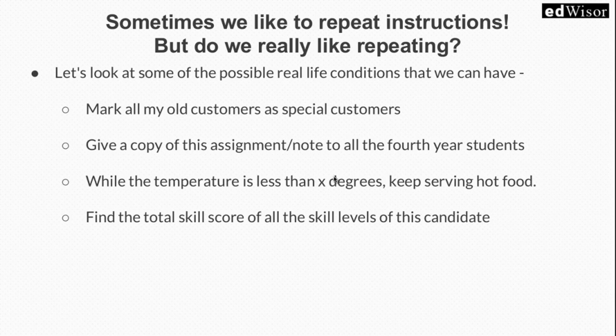So these are a few conditions that you can think of in real life where you would like to repeat a particular set of instructions to multiple people based on some condition. In the first case, the condition is that the people should be old customers. In the second case, the people should be fourth year students. In the third case, the temperature should be less than x degrees. And in the fourth case, you have to find this for all the candidates. So these are a few real life possibilities. Now let's look at how we do programming of these kinds of instructions in JavaScript.